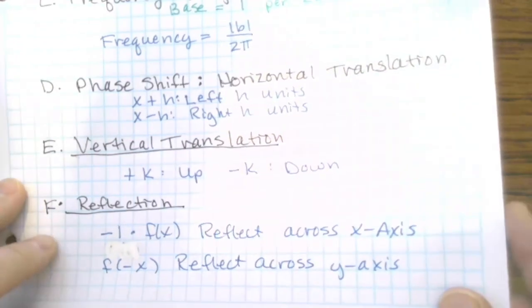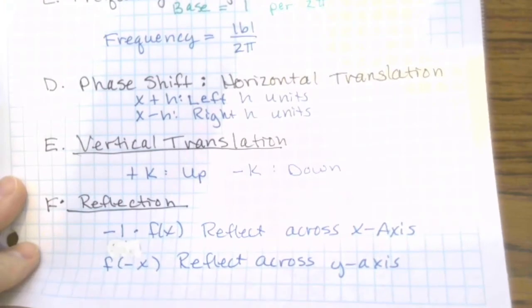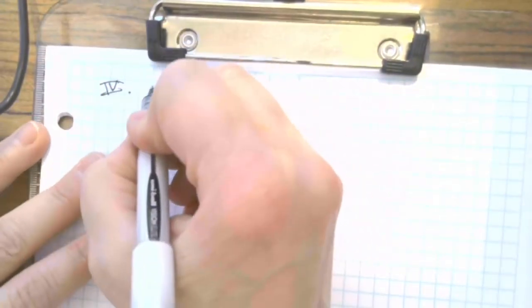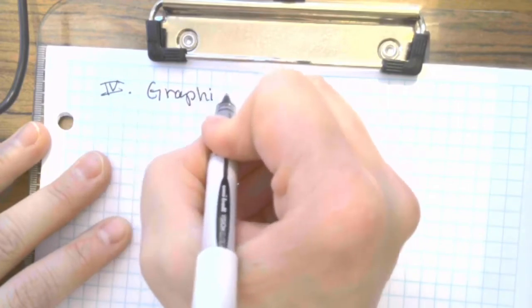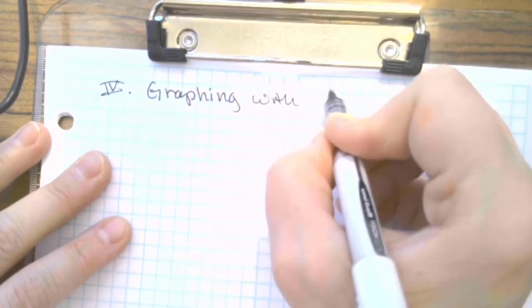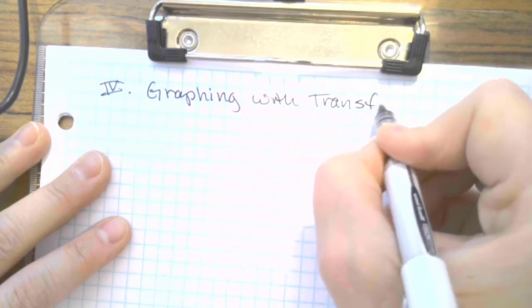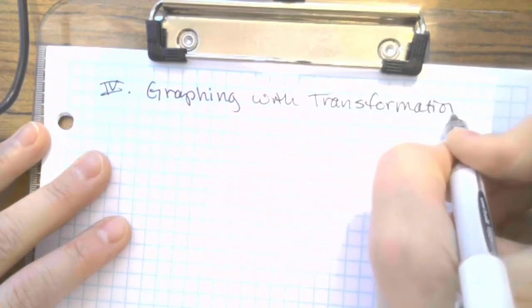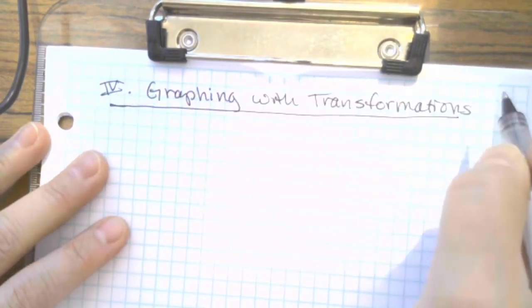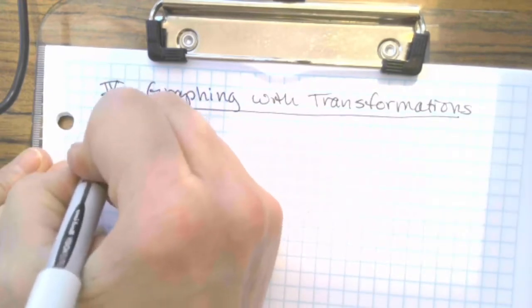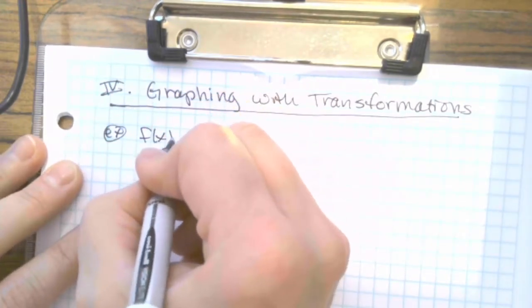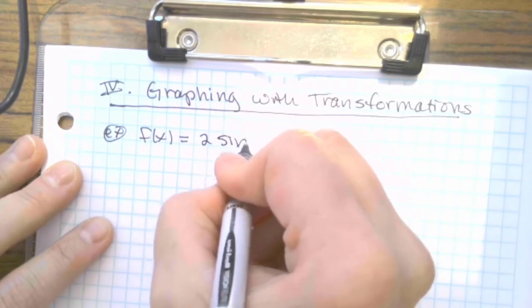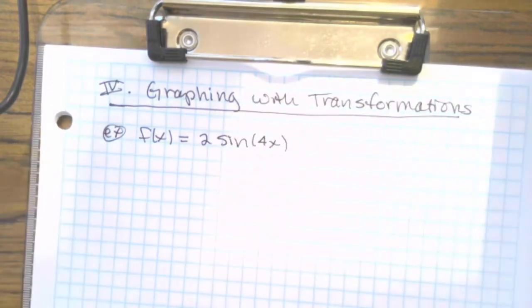All right, last section of notes is we're going to graph using transformations. So this is Roman numeral 4. Graphing with transformations. We're going to pull all of this together to make a graph. Okay, our example is going to be f of x equals 2 sine of 4x.